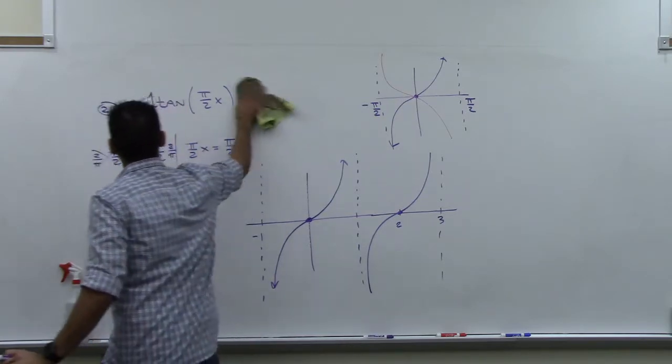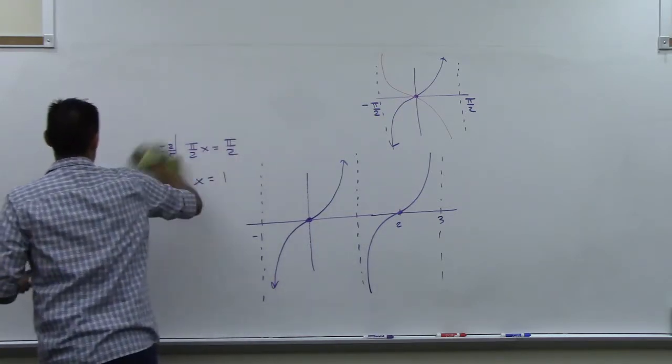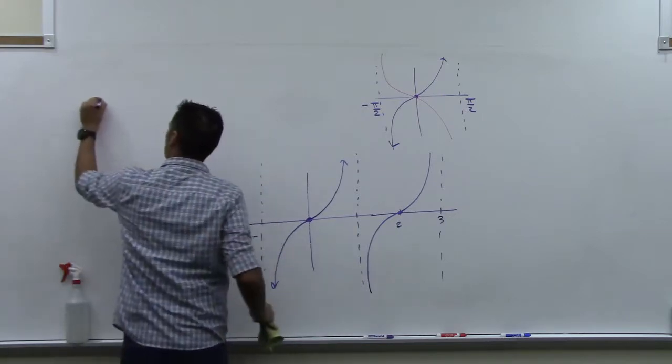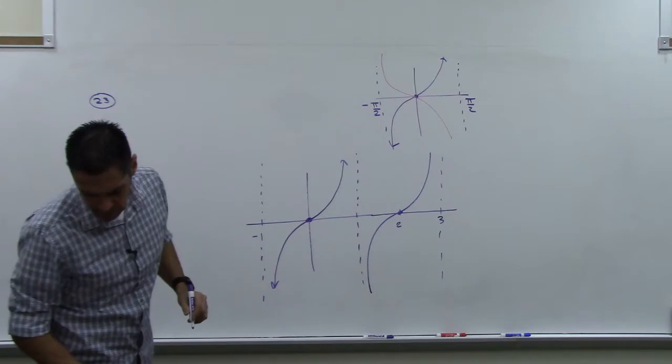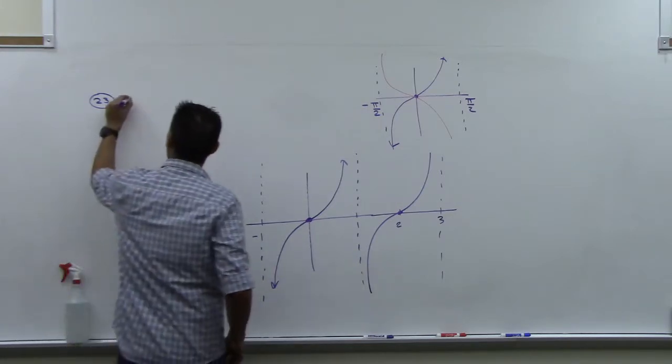Okay, let's look at 23. Things are going to change here a little bit. 23. Y equals cotangent of 1/4 x.